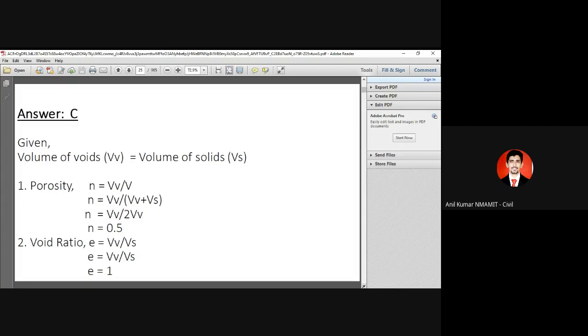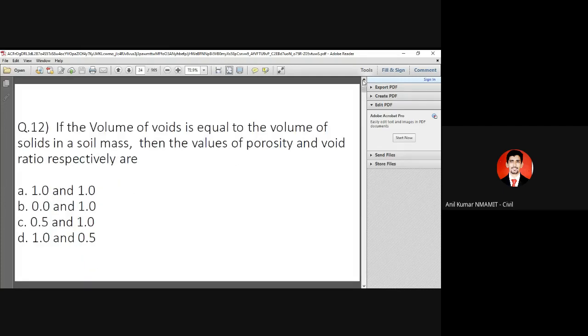So I want you people to just note down this problem. Very interesting problem. If the volume of voids is equal to the volume of solids in the soil mass, then the values of porosity and void ratio are 1 and 1.